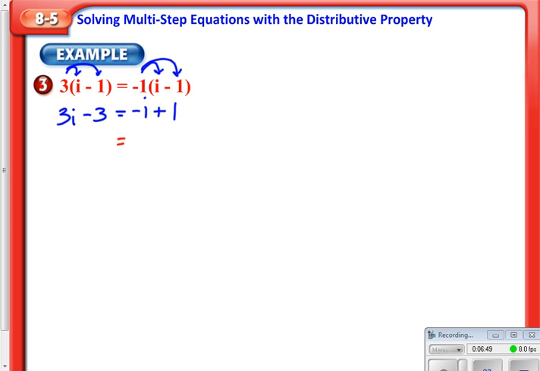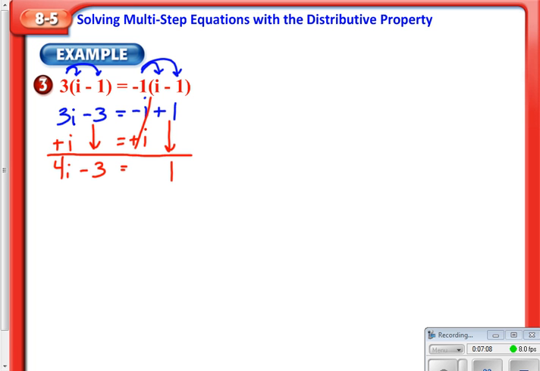I'm going to go ahead and move i. In order to move i, I'm going to add i. What I do to one side I must do to the other. 3i plus i is 4i. Negative 3 will drop down. Equal sign lines up. Your i's cancel out here, and we drop 1 down.